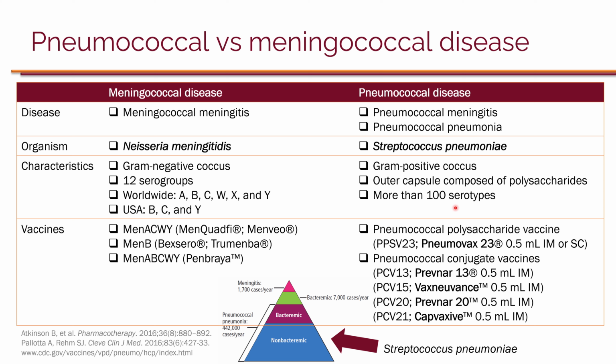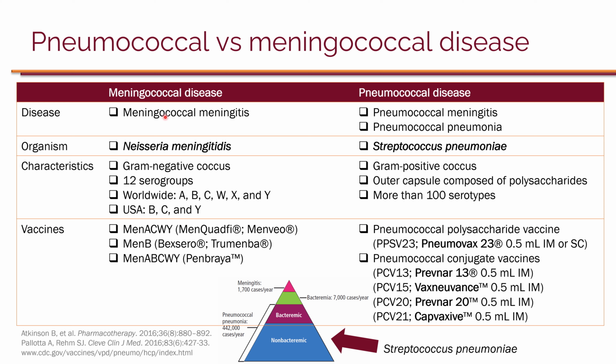In general, we have two types of pneumococcal vaccines. We have pneumococcal polysaccharide vaccine, so literally they have taken the polysaccharides and put them in there. Pneumovax 23 has 23 different serotypes. We also have pneumococcal conjugate vaccine. These are vaccines that are conjugated to a protein to improve immunogenicity, and there are currently 4 of them on the market: PCV13, which targets 13 serotypes, PCV15, PCV20, and PCV21.